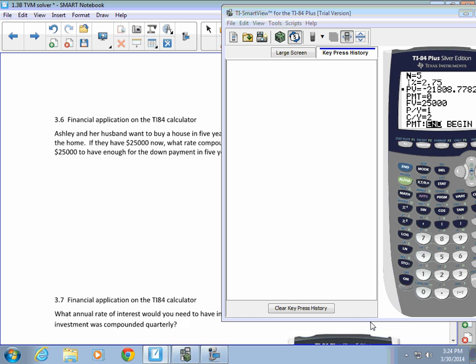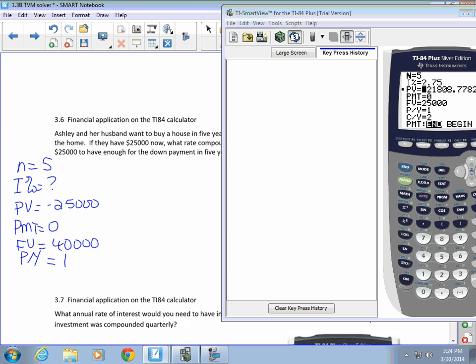So for this one, our number of years, they've got 5 years to gather this money. What is the interest rate that they will need if they invest that $25,000? So they're taking their $25,000, so it's always a negative. We're not worried about the payments. Future value, they want to have $40,000 when they're done in 5 years. It says the rate is compounded annually. So those are both ones.